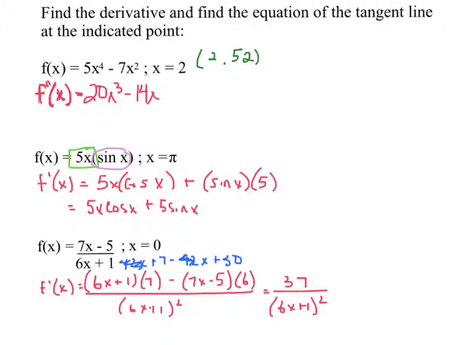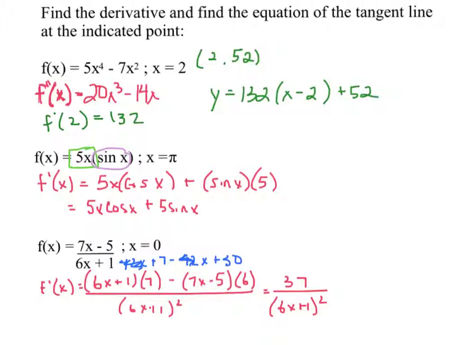Now my slope, when I plug 2 into the derivative, I get 20 multiplied by 8, so 160 minus 28 is 132. So my tangent line is going to be y equals 132 times x minus 2 plus 52. Okay, so just remember, I get the slope by plugging 2 into the derivative. You could just say it's f prime of 2. It's 132.